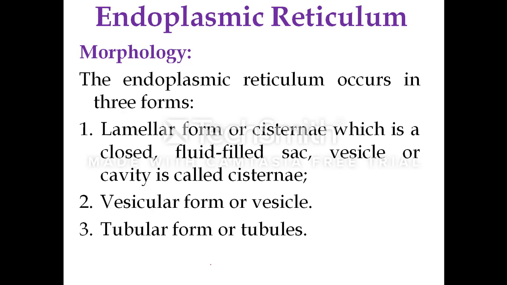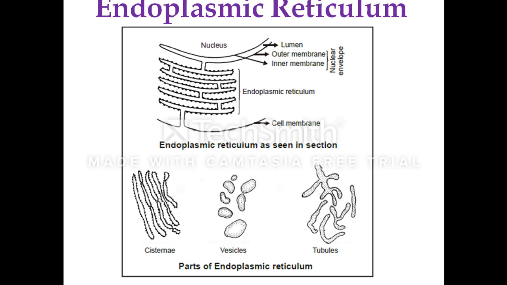When you observe under the microscope, you will see the different forms of the endoplasmic reticulum. So this is cisternae. It's closed, lamellar, fluid-filled structure. Vesicular form is called vesicles and tubular form is called tubule. Cisternae, we'll take up first.